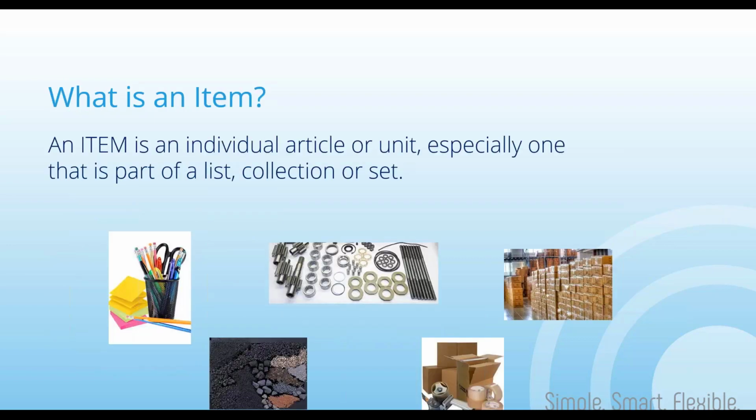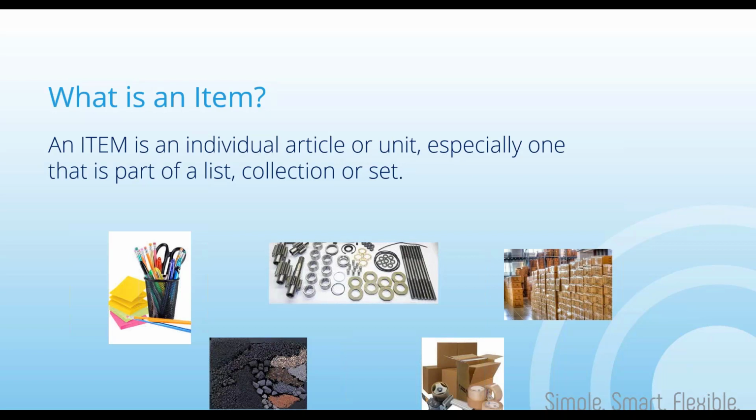What is an item? By definition, an item is an individual article or unit, especially one that is part of a list, collection, or set. In terms of your business and managing your inventory with IntelliTrack, the last part of that definition is very important. Part of a list, collection, or set, meaning that typically an item exists in multiple quantities and are things, goods, or materials that are used, sold, or stored by your organization.